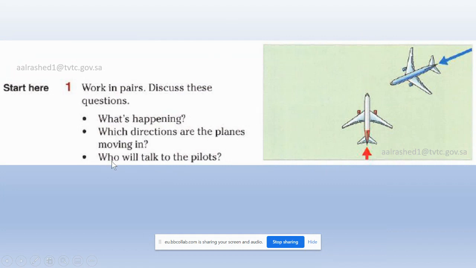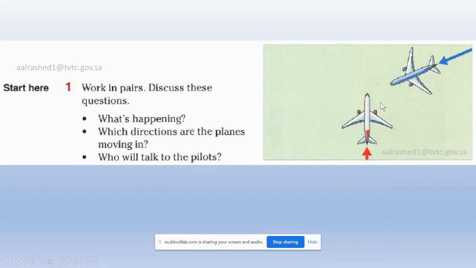The third question: who? Here I'm asking about a person. Who will talk to the pilots? The pilots are the ones responsible for operating and moving these airplanes. We have pilots here, and also pilots here. Their purpose is to steer and direct the airplanes based on the instructions they receive. Who will talk to the pilots?